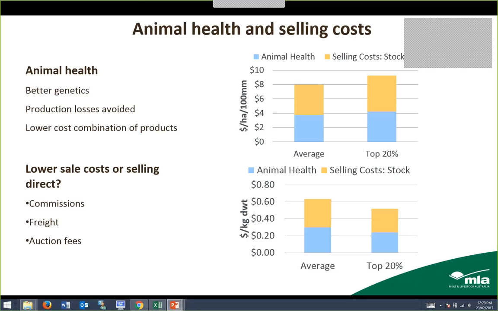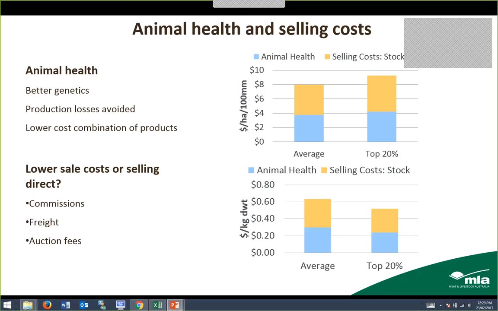So a similar or higher spend per hectare, but more production from that spend gives you a lower cost of production. So in animal health, the question is, how do you get better production from the same spend or a lower spend? And genetics is a good example. You can generate more production for the same animal health spend. If you're producing more weight per animal, but the animal health cost per animal is exactly the same.